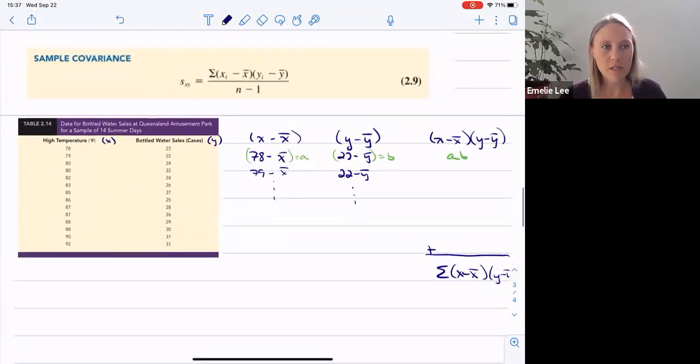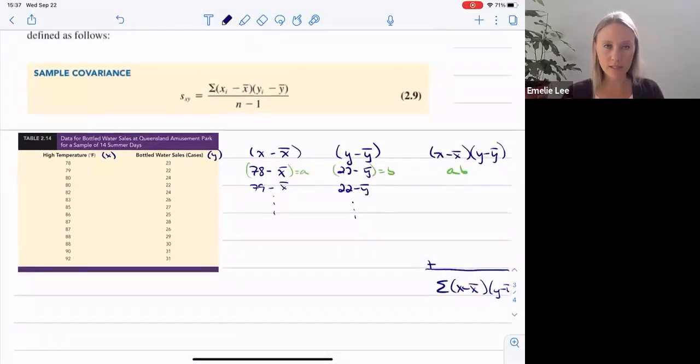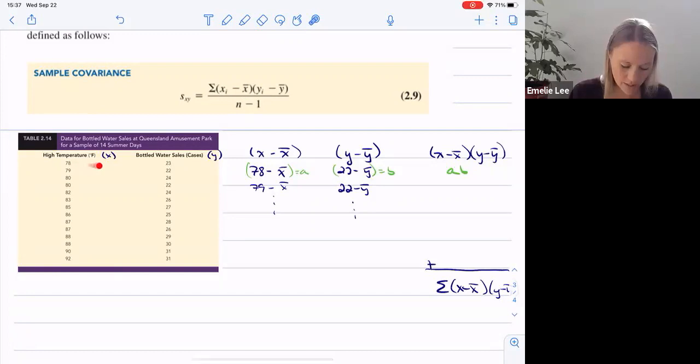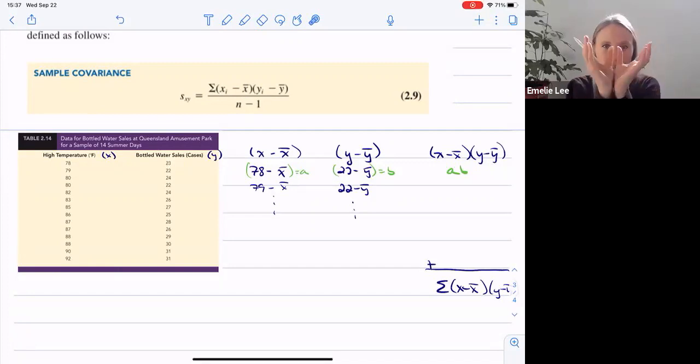So it's a little bit different. It starts off the same, right? It still wants to know the distance of each point from the mean, but then we multiply it by the distances of the Y's from the mean at that point. Because these are coordinates, right? 78, 23. So we have to use them pairwise, and then we add those up, and then we divide by n minus 1.